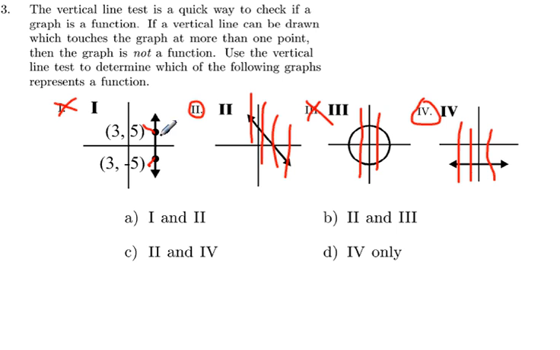So the question is asking you, use the vertical line test to determine which of the following graphs represents a function. 2 and 4 are the only functions here. So C is your answer.